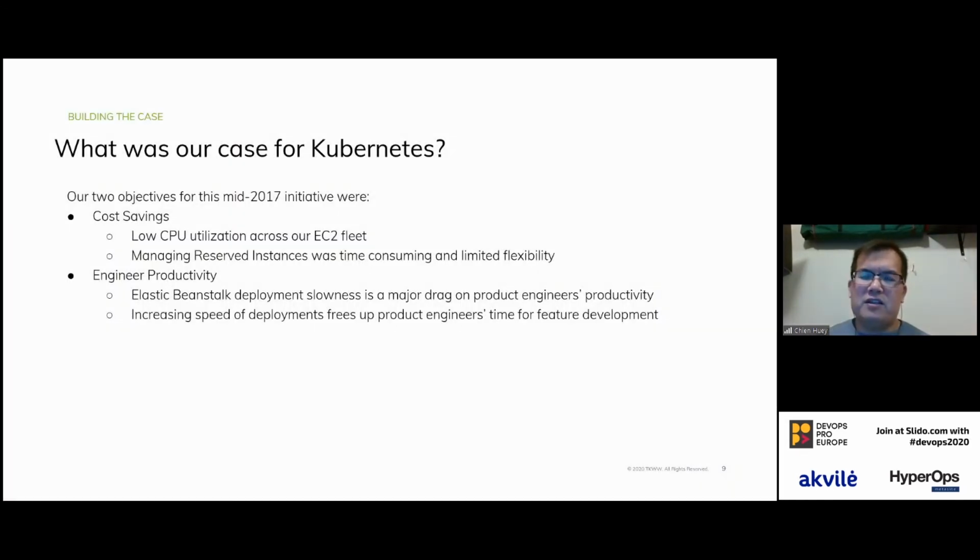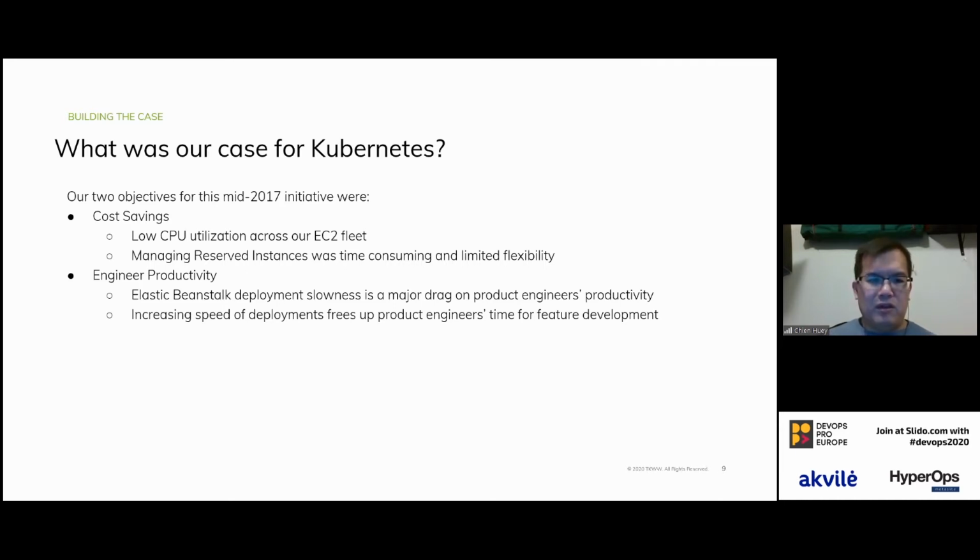So what was our case? Back in the mid 2017 timeframe, we had two objectives that we felt we could accomplish with Kubernetes. The first is a very obvious one. I'm sure everyone has this somewhere on their list. It's one of our team's charters: to reduce infrastructure costs. We had low CPU utilization, so obviously we were wasting a lot of CPU.